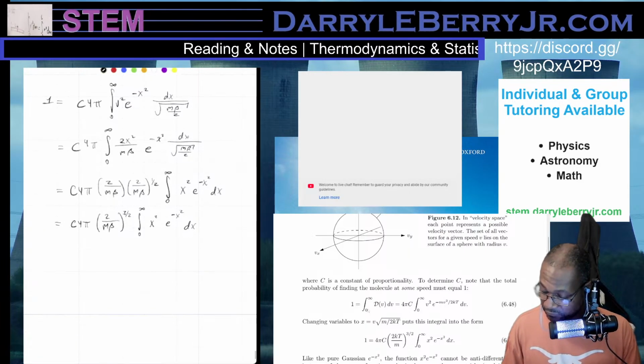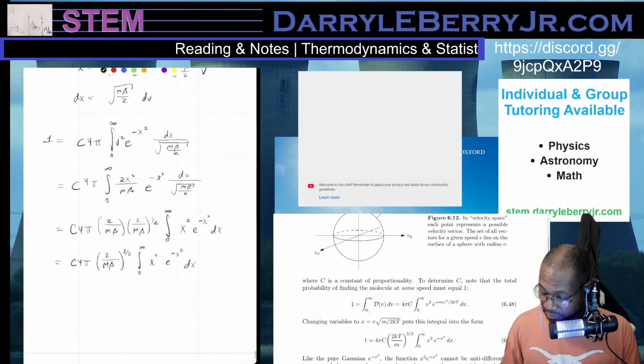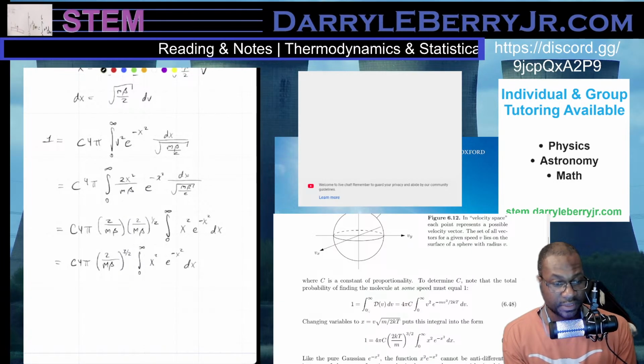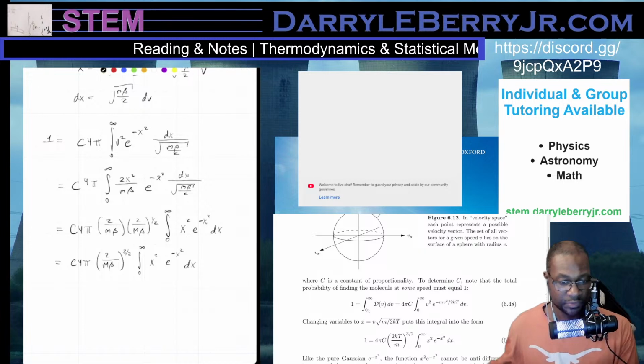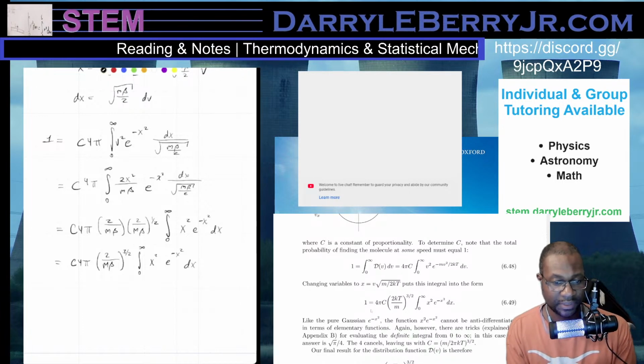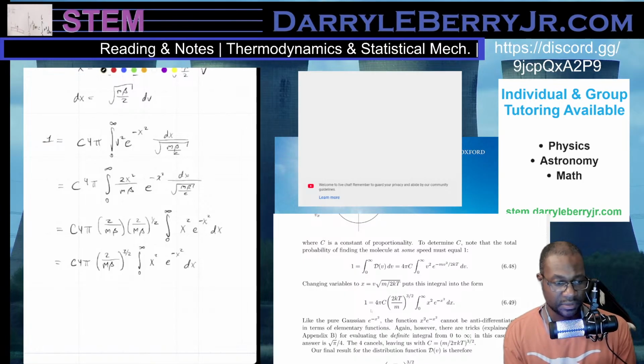So now we have to get rid of all the v's and make them x's. Like a pure Gaussian e to the negative x squared, the function x squared e to the negative x squared cannot be anti-differentiated in terms of elementary functions. Again, however, there are tricks explained in Appendix B for evaluating a definite integral from 0 to infinity. In this case, the answer is the square root of pi over 16.